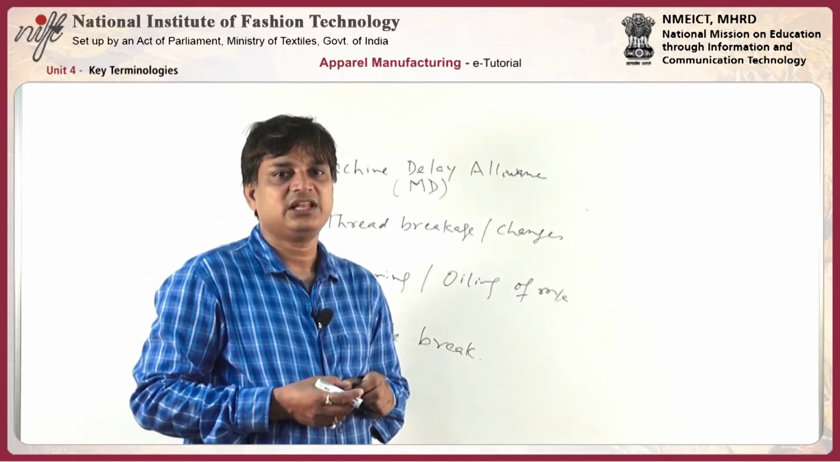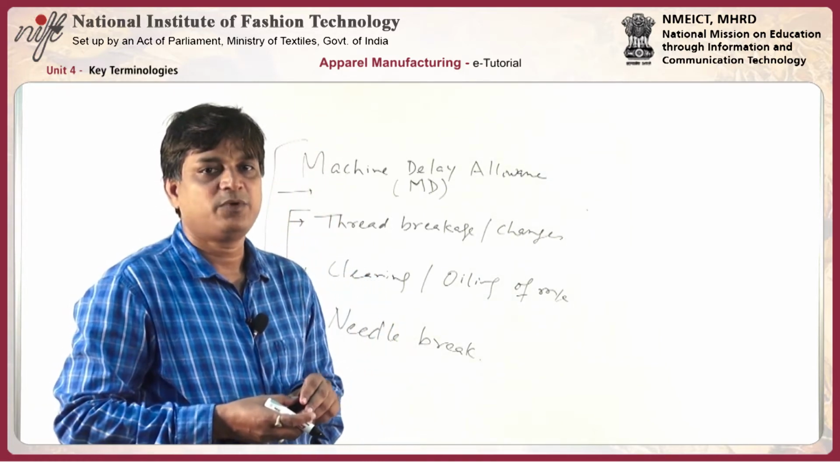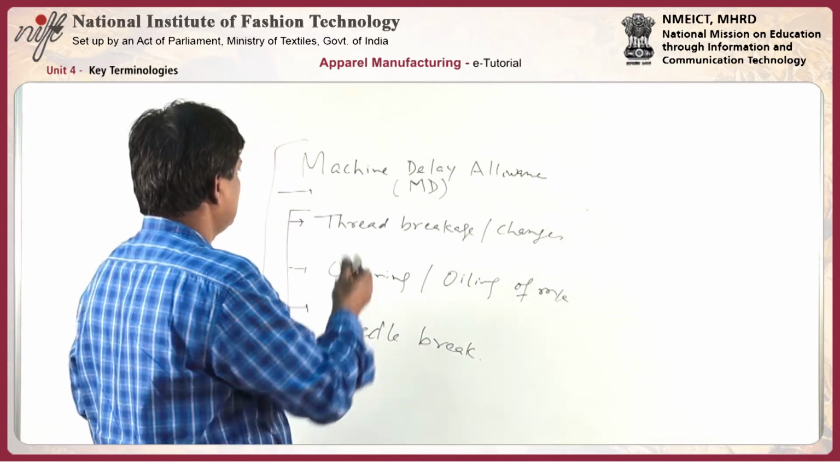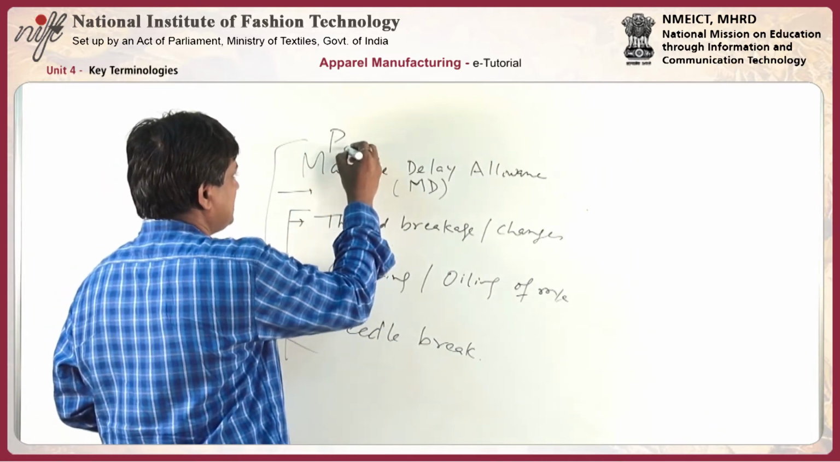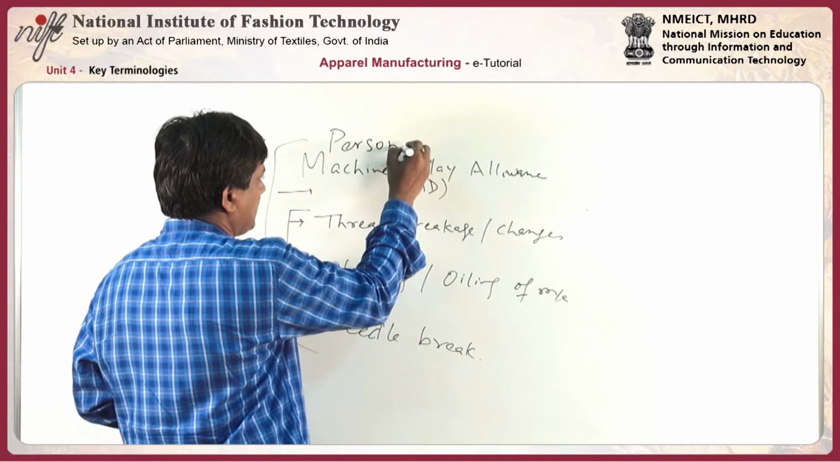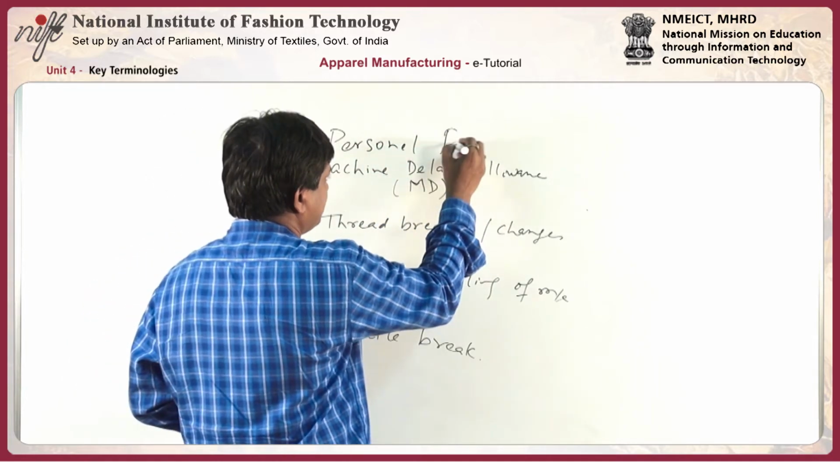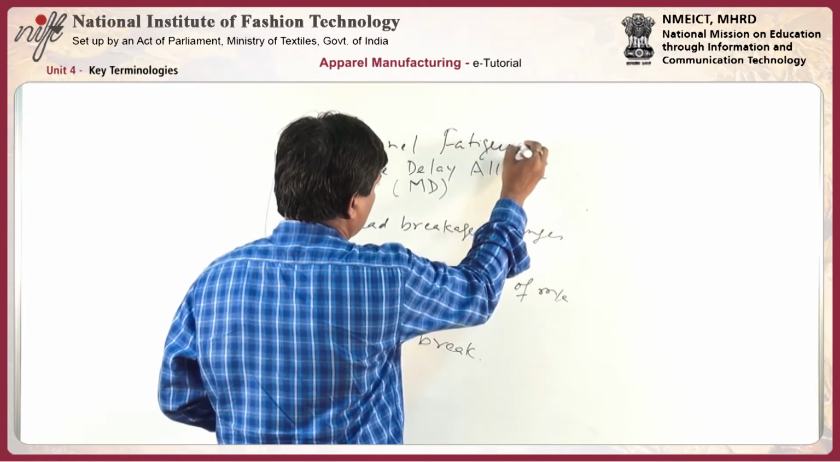Now, after the machine delay allowance, the next allowance is called the personal and fatigue allowance. The next allowance is personal and fatigue allowance.